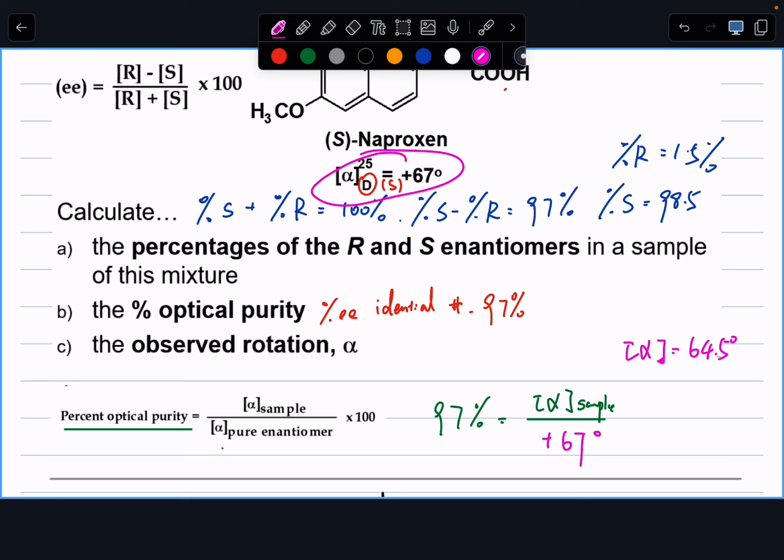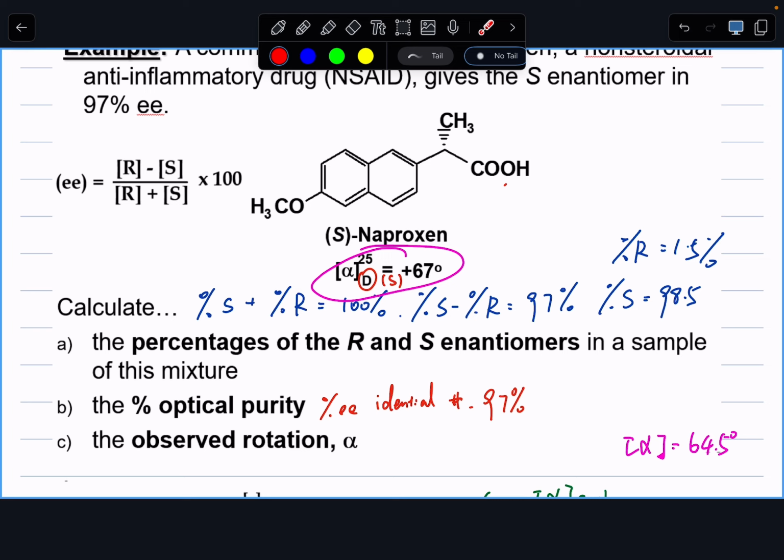We can ask the question in reverse order, right? In this question, I can give you the observed alpha and the pure alpha, and ask you to calculate the percentage EE of the mixture. So it's one way or the other. Okay, so this concludes chapter 3. I'll take any questions you have on chapter 3 before we move on.